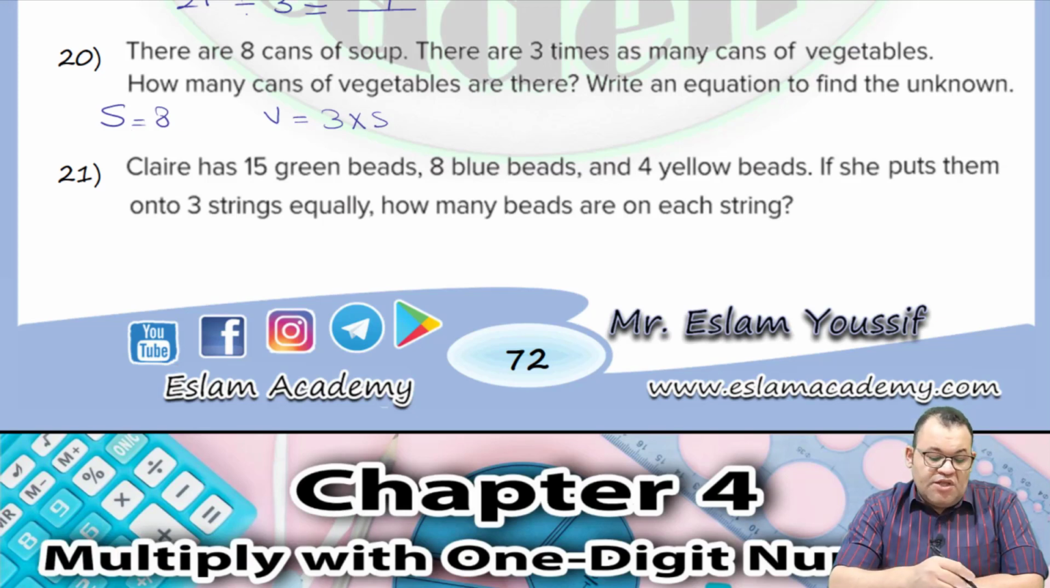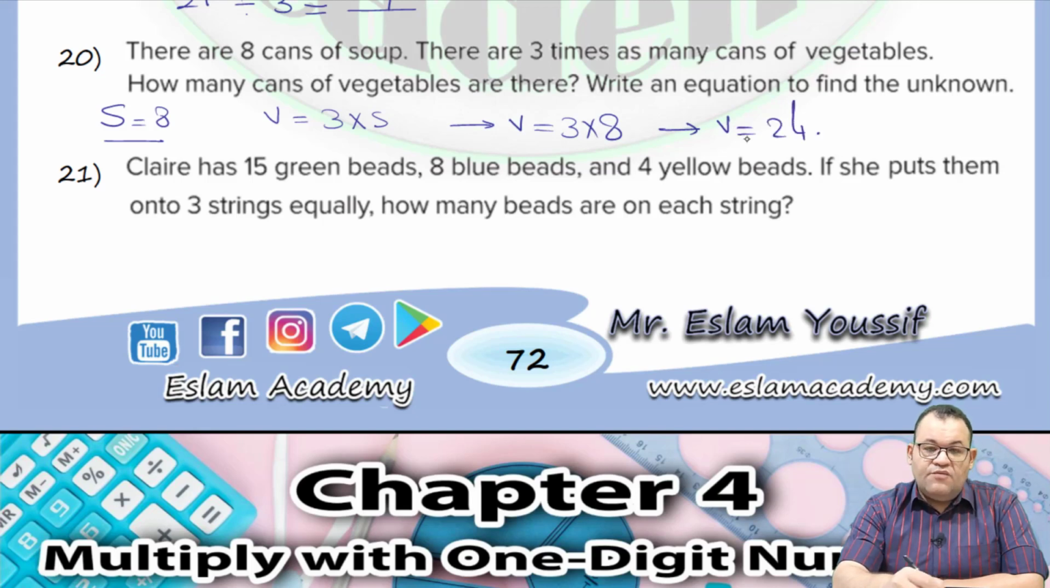So at the first, we know that the number of soups is 8. So instead of S, the number of soups, I will replace it with 8. So now, the number of vegetables will be equal to 3 multiplied by 8. Then the number of cans of vegetables will be equal to 24. And that's how we can compare to multiply.